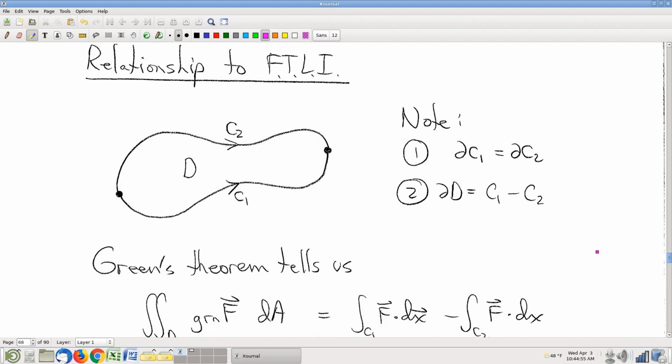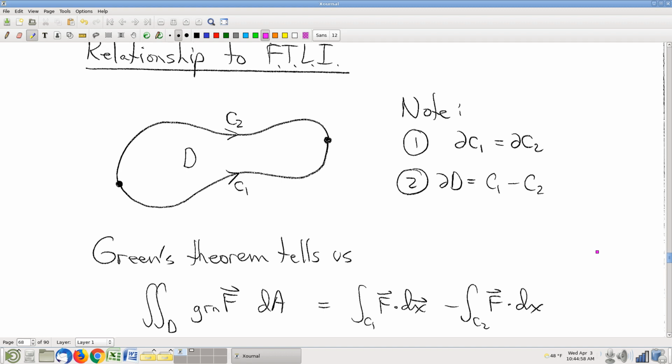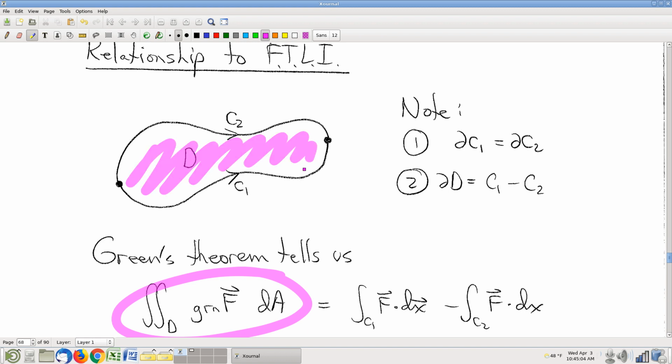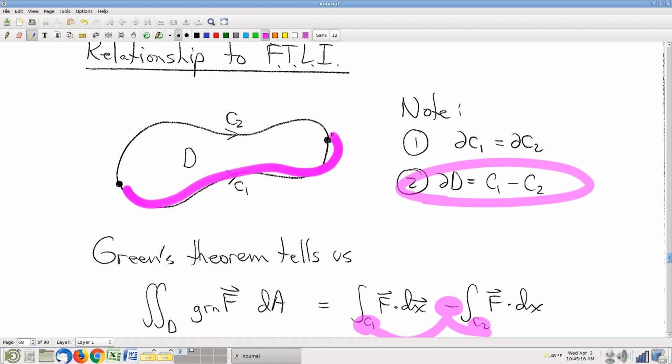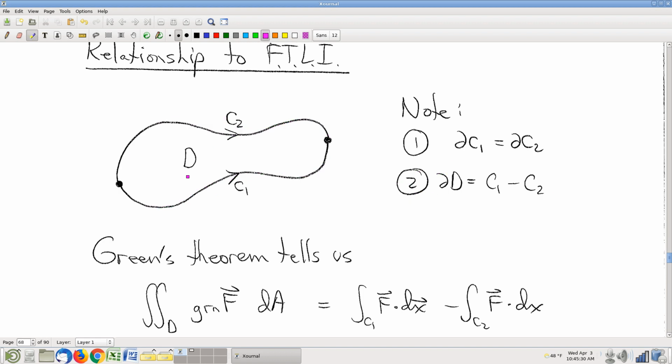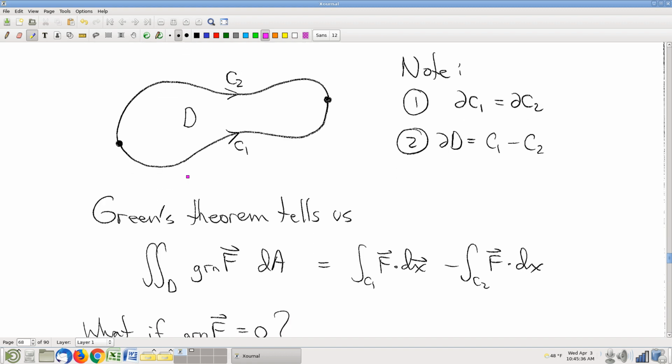All right, so why do we set this up? I'm just going to write down Green's theorem. Here it is. Green's theorem says the double integral of Green's operator over the interior is equal to the line integral around the boundary. Don't forget that boundary is C1 minus C2. So there's Green's theorem, applied to this picture, observing what we've observed. And it turns out this equation is very nicely set up to let us do some nice things.